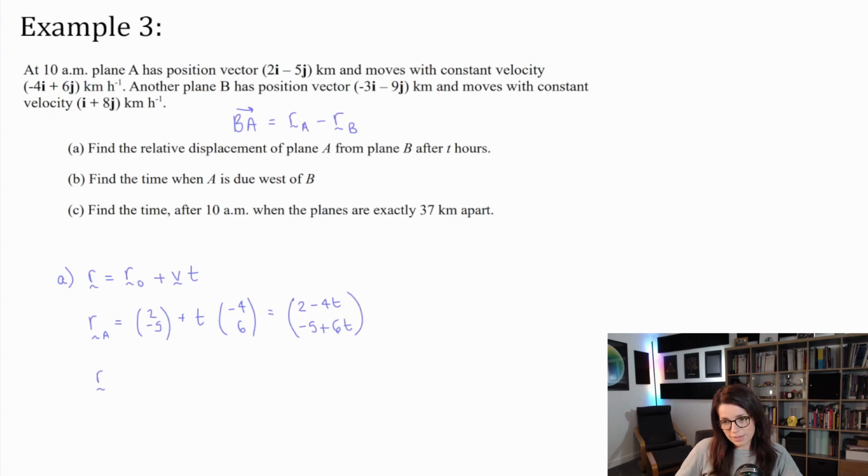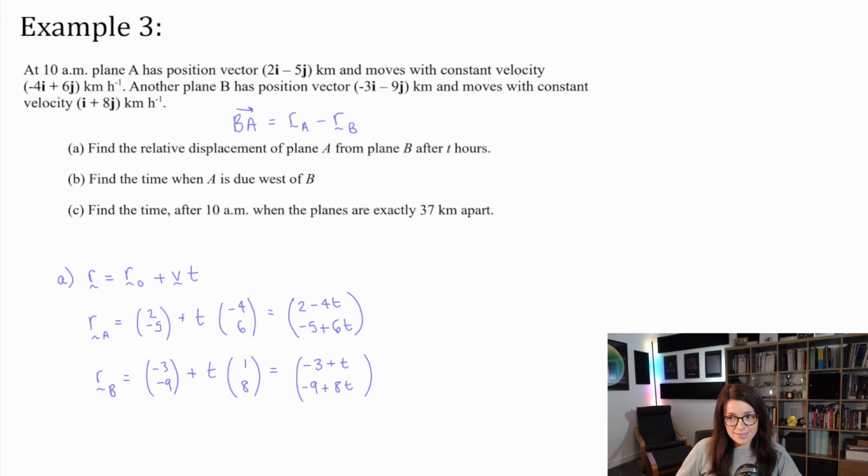If we do something similar for rB, the initial vector for plane B is (-3, -9), plus t times B's velocity, which is (1, 8). Again, putting it into one column vector would be (-3 + t, -9 + 8t).